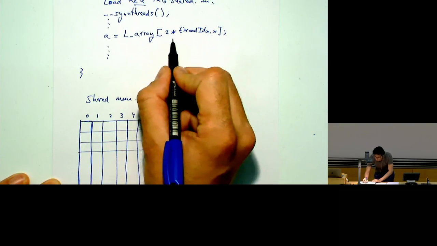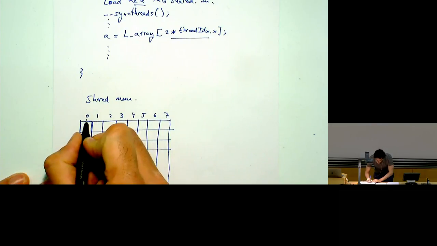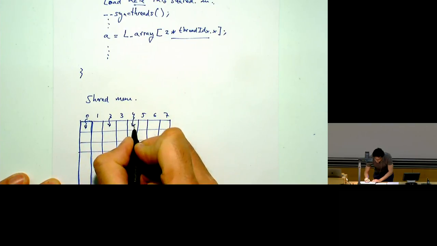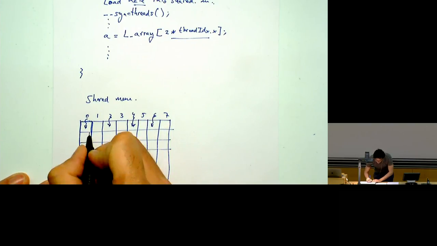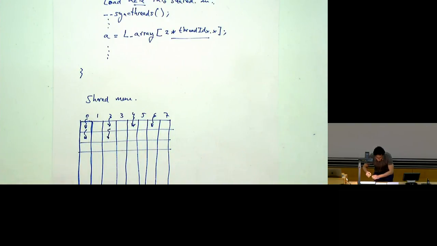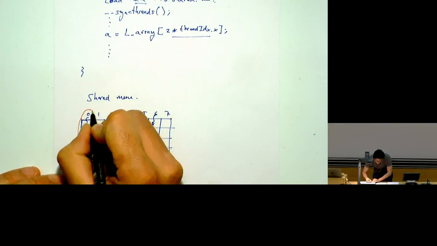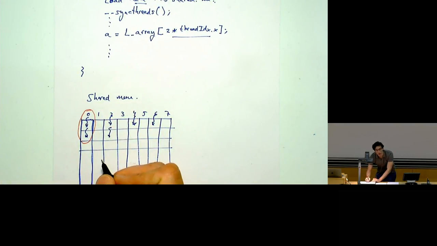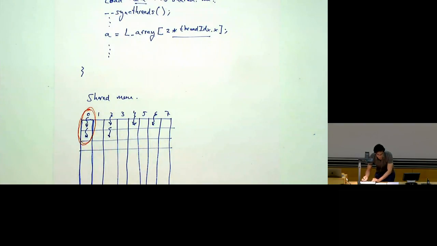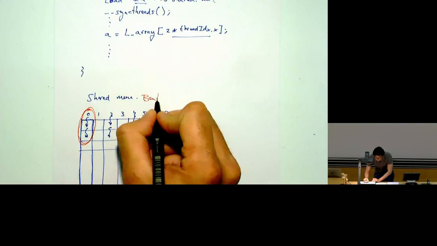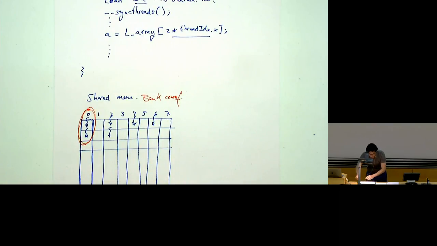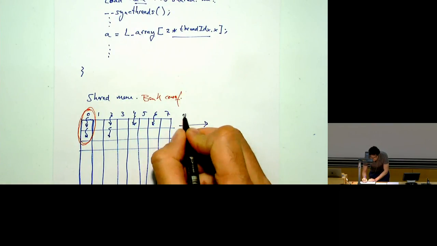And if I want to access this way, I will have thread 0 reading this element, thread 1 this, thread 2 this, thread 3, and then here, thread 4, 5, etc. So what's the problem? As you can see, we have two threads that belong to the same warp accessing the same bank. So this is a bank conflict. A very easy way of solving this is using padding.